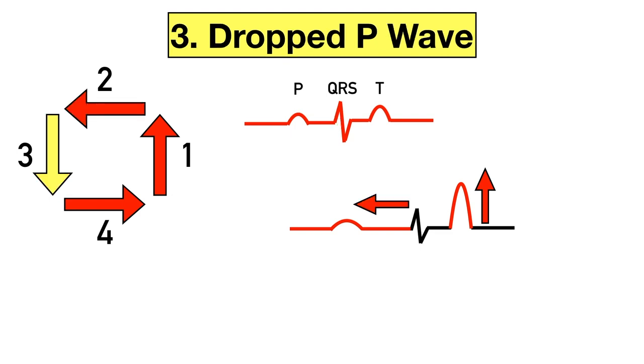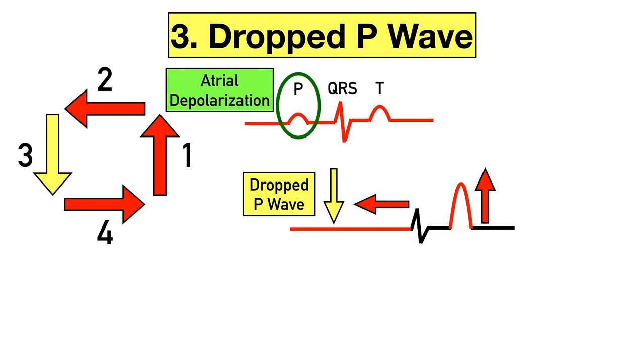We'll continue to move counterclockwise to the down arrow. As the atrial paralysis progresses, eventually the P waves may disappear. This means there will be dropped P waves on the EKG, and the down arrow will help you remember that. Again, the P waves represent atrial depolarization.